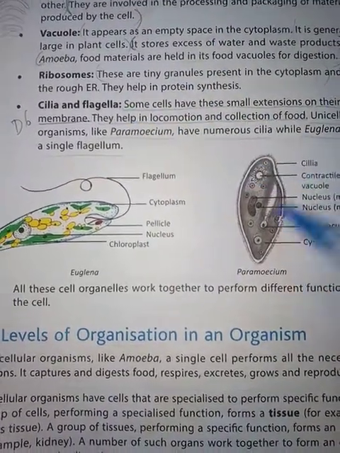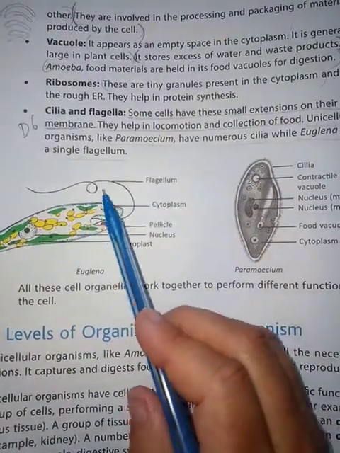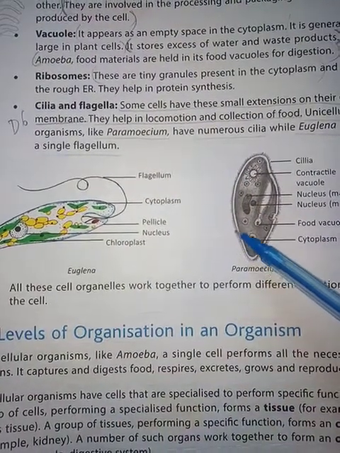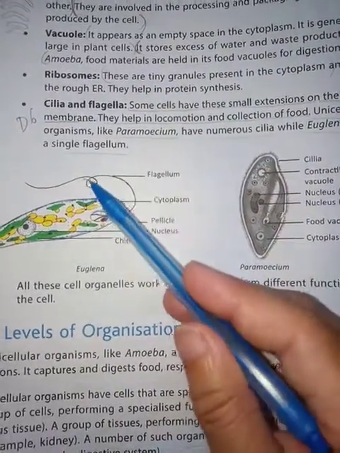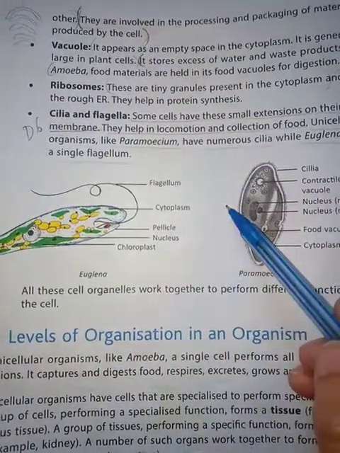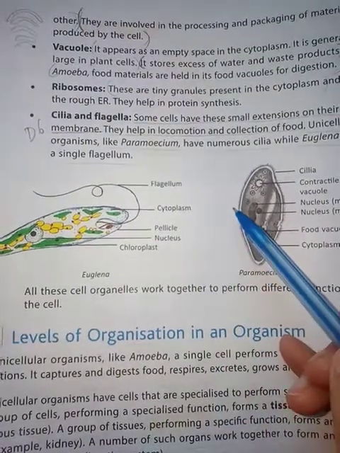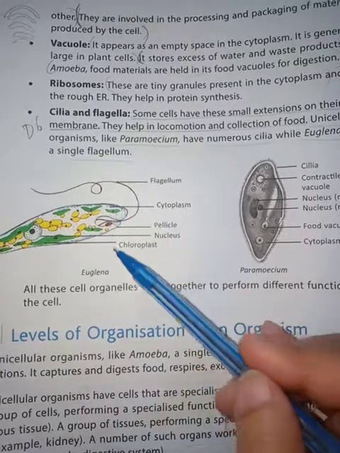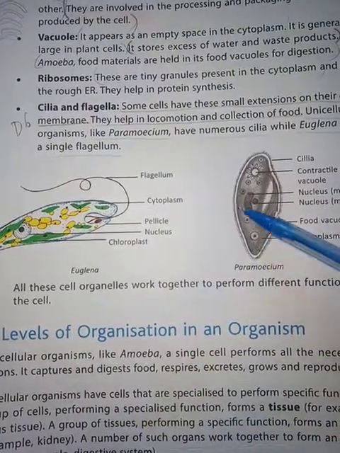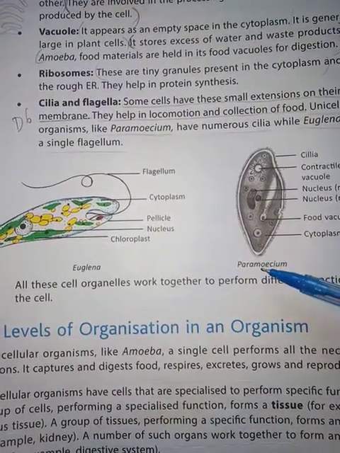Cilia and flagella. So this is flagella and these are cilia. Cilia are numerous in number, whereas flagella are one or two in number, and they both help in locomotion and collection of food for the organism. For flagella the example is Euglena, and for cilia the example is Paramecium.